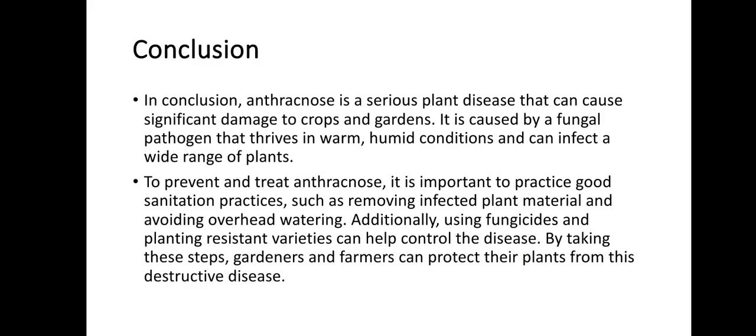In conclusion, anthracnose is a serious plant disease that can cause significant damage to crops and gardens. It is caused by fungal pathogens that thrive in warm, humid conditions and can infect a wide range of plants. To prevent and treat anthracnose, it is important to practice good sanitation practices such as removing infected plant material and avoiding overhead watering. Using fungicides and planting resistant varieties can help control the disease. By taking these steps, gardeners and farmers can protect their plants from this destructive disease.